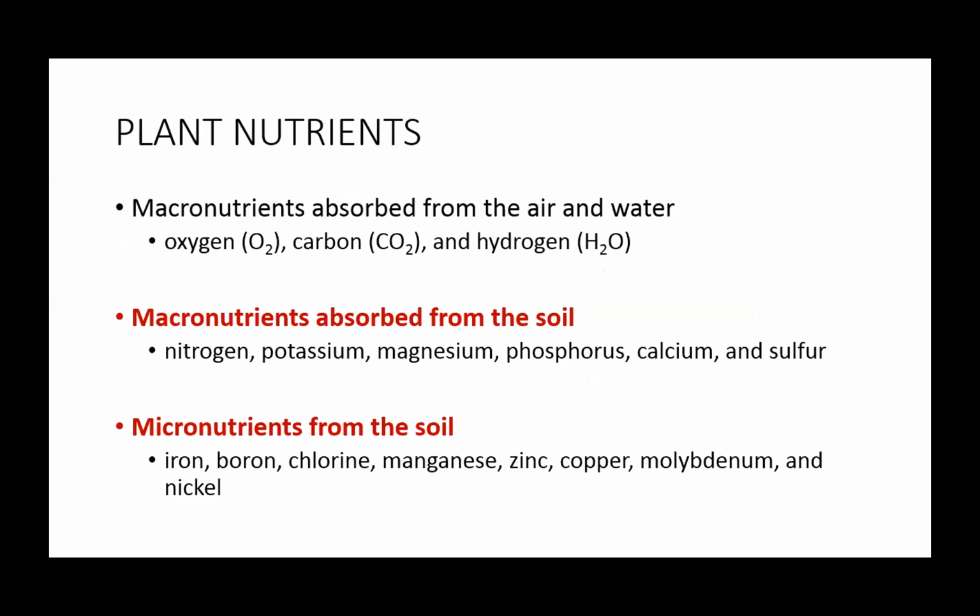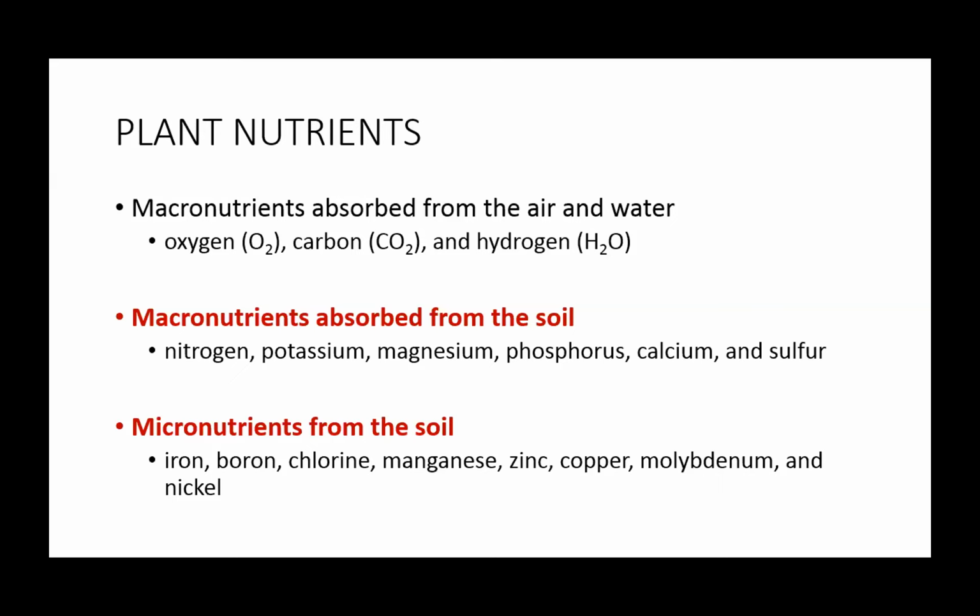So oxygen, carbon, hydrogen, those are macronutrients, but they come from the air and the water, so we just ignore those. Those are going to be there for the plants. The ones that we need to pay attention to are nitrogen, potassium, magnesium, phosphorus, calcium, and sulfur. So those are the big macronutrients.